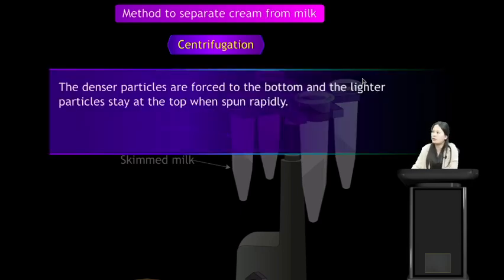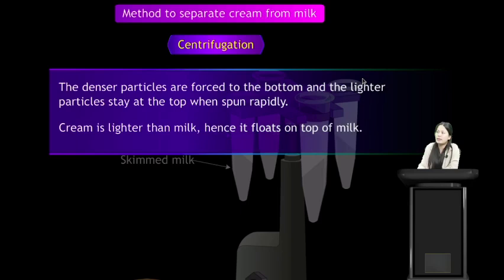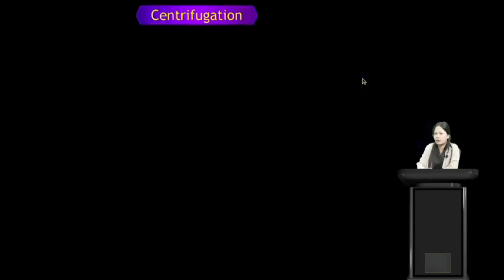In the centrifugation method, the denser particles are forced to the bottom and the lighter particles stay at the top when spun rapidly. Cream is lighter than milk, hence it floats on top of the milk. And that is how we can separate cream from milk.